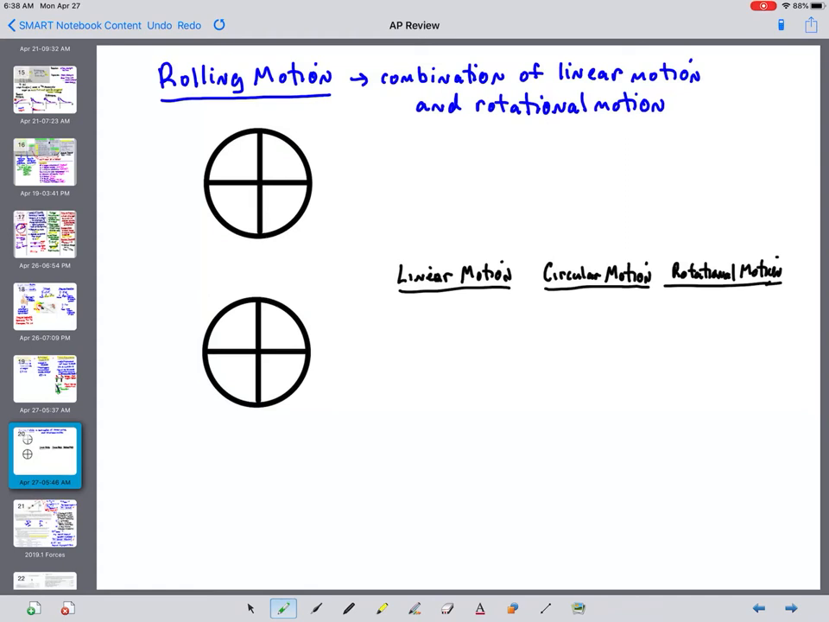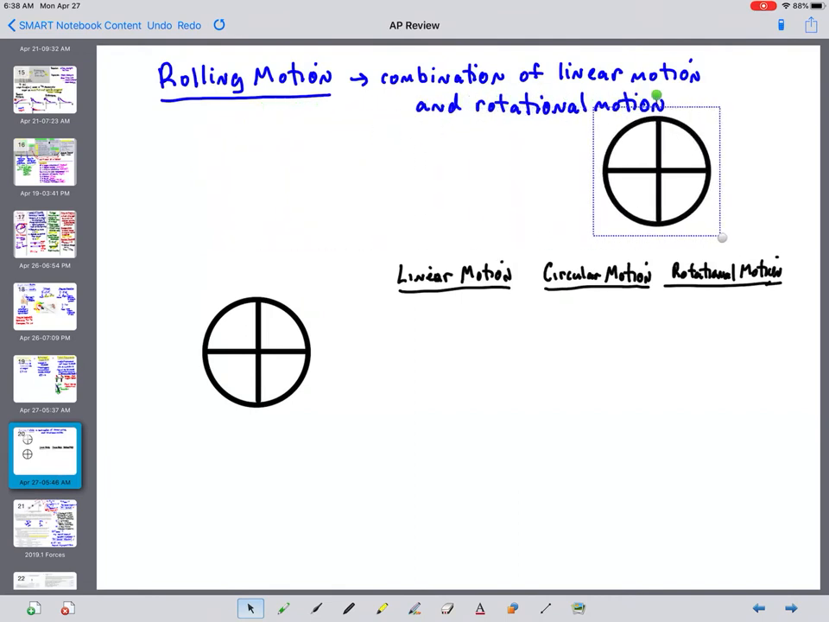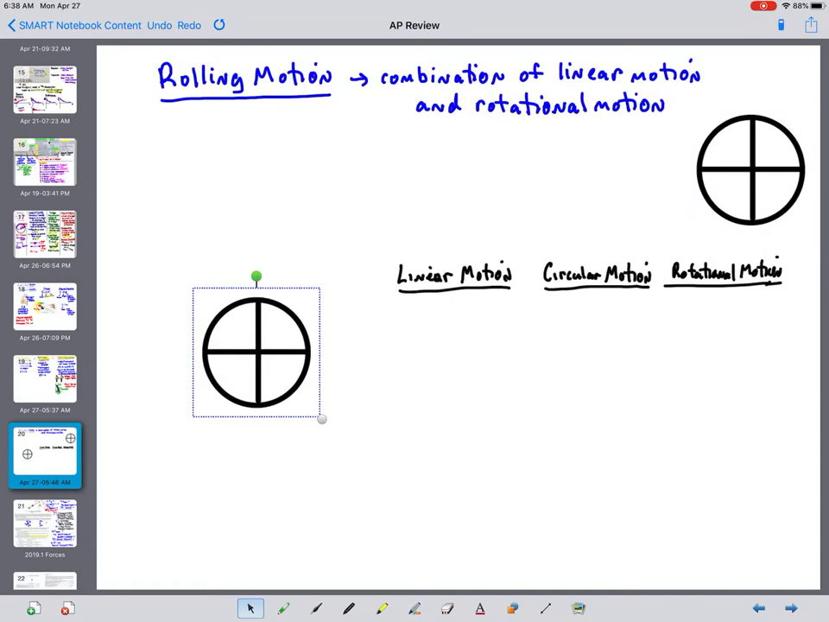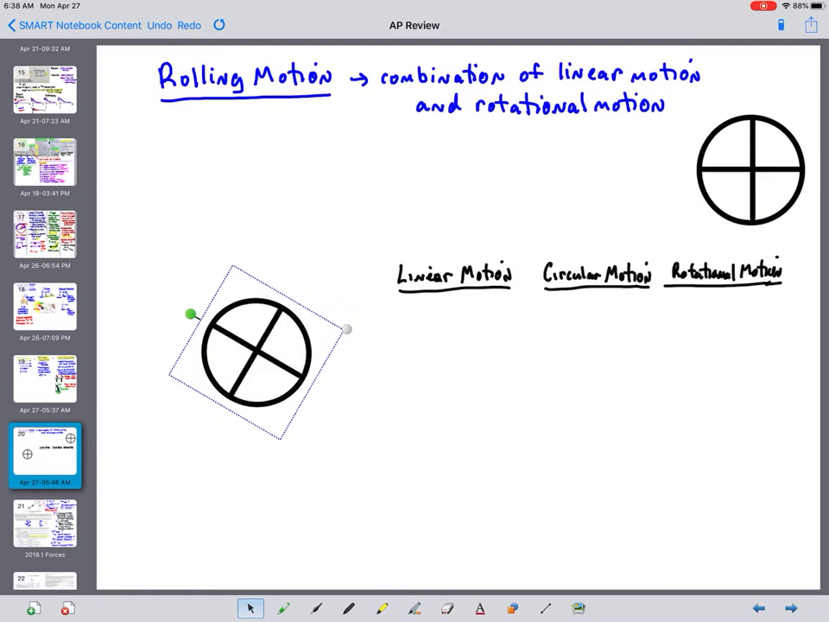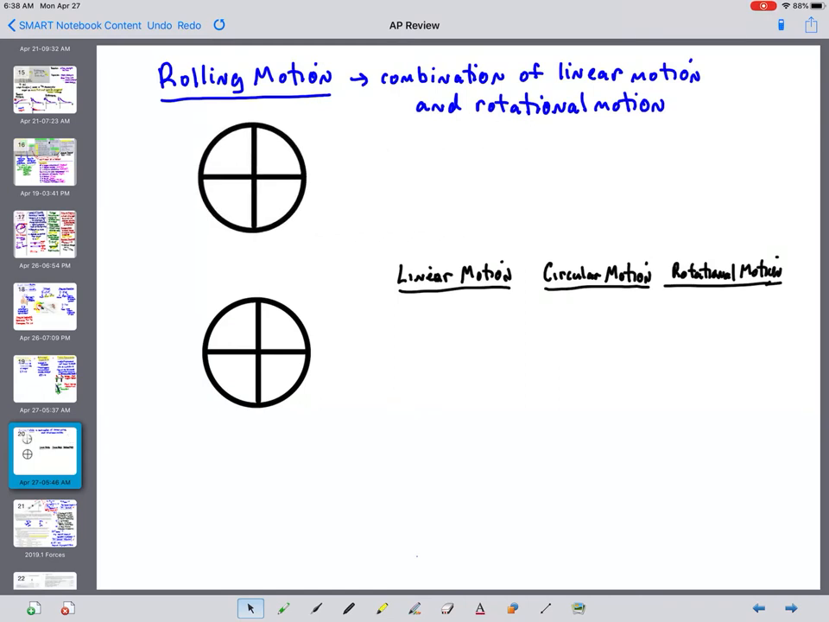Rolling motions. When you have a rolling motion, it's a combination of a linear motion and a rotational motion. So on my two wheels that I have here, linear motion, this is just moving straight across. Rotational motion, now we have this object that is spinning. A rolling motion is a combination of those two different motions. So I'm going to pull this back here. If we identify velocities, center of mass there in the middle.